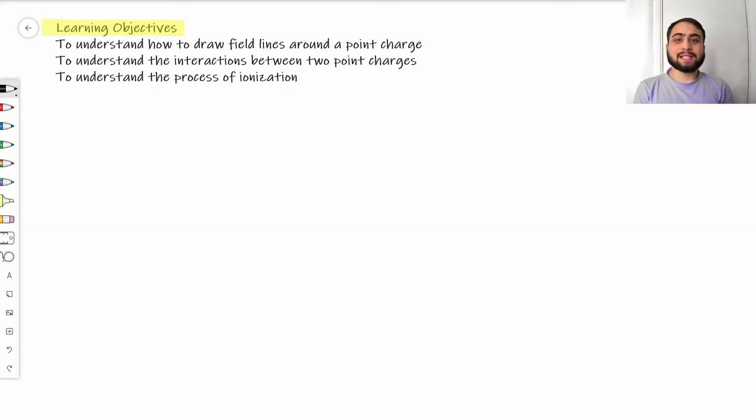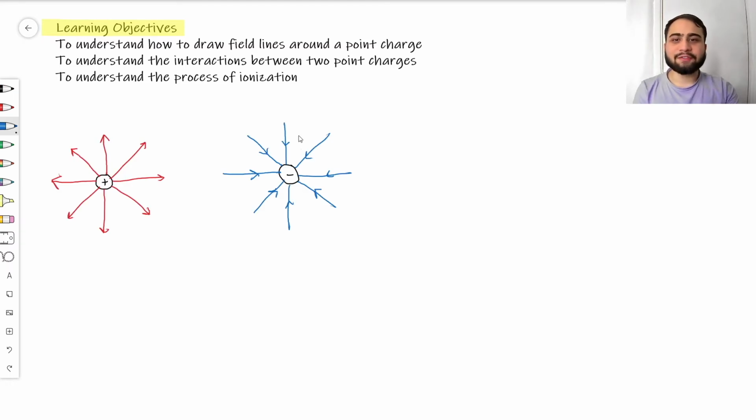My name is Minim and today we're going to be looking at electric fields. So some of our learning objectives include to understand how to draw field lines around a point charge, to understand the interaction between 2 point charges, between oppositely charged ions and like charges, and to also understand the process of ionization.